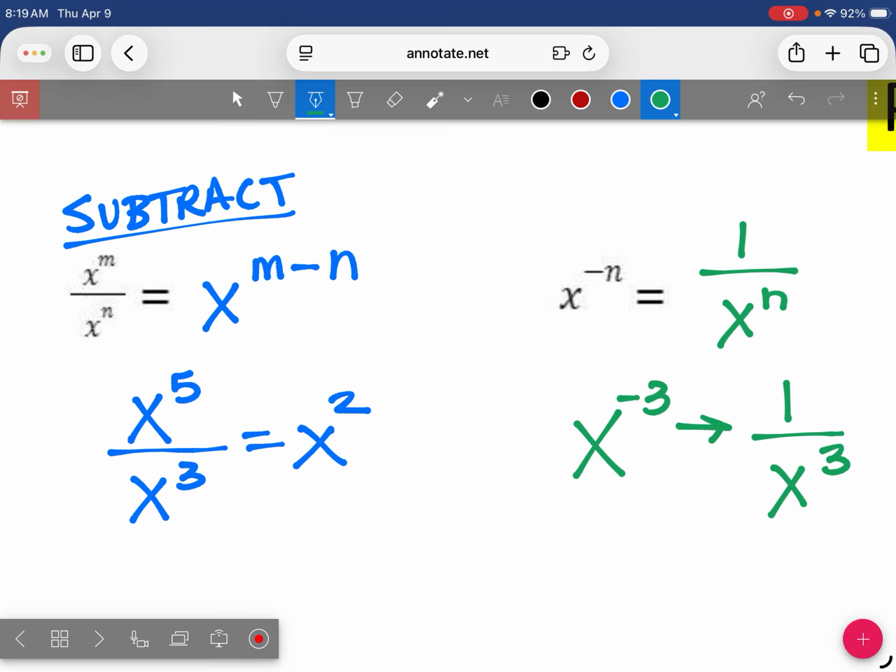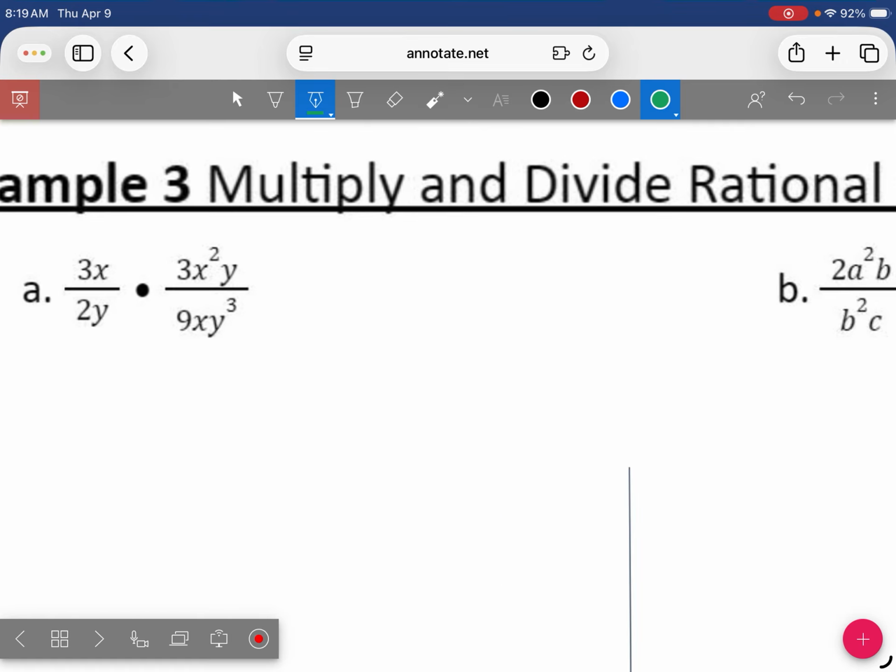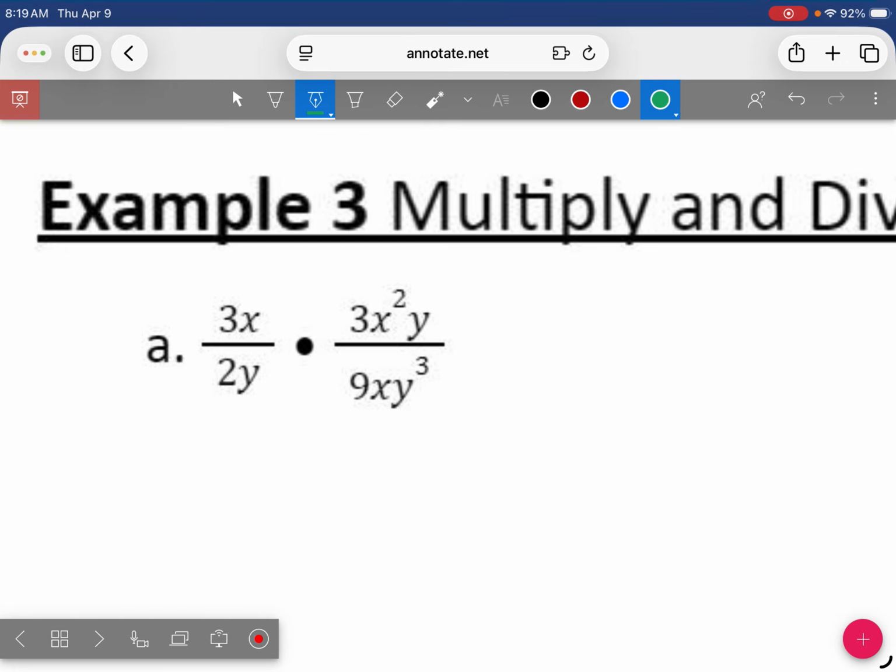All right, let's go ahead and get started. Let's look at this first one here. This is multiplication. So the first thing we're going to do is go straight across and multiply. So numbers, we multiply like normal. So you're going to take 3 times 3. 3 times 3 is 9.